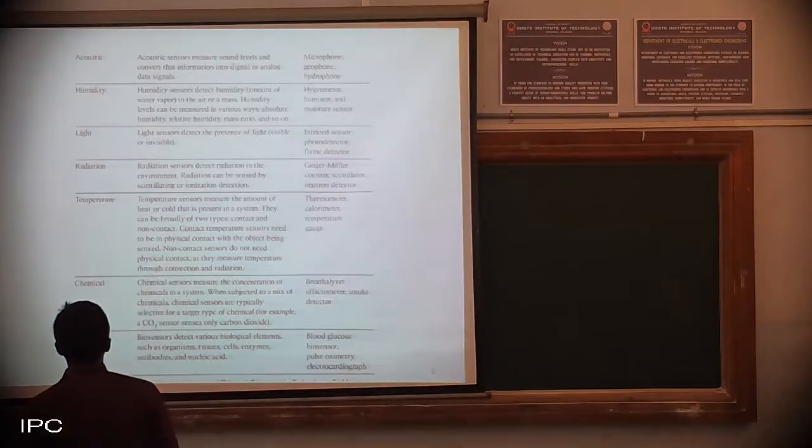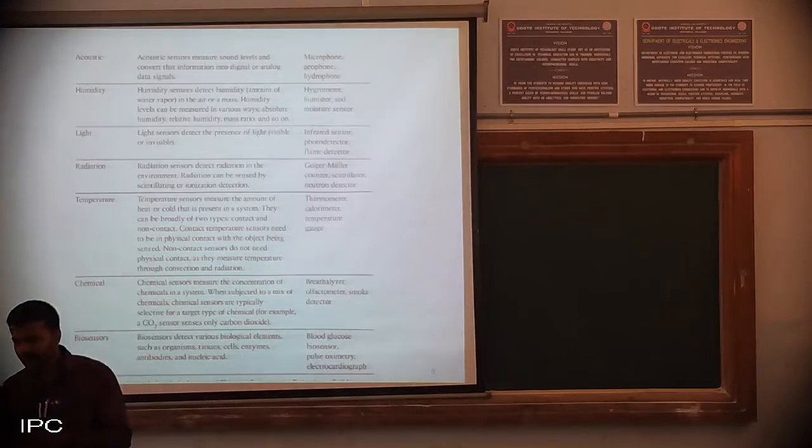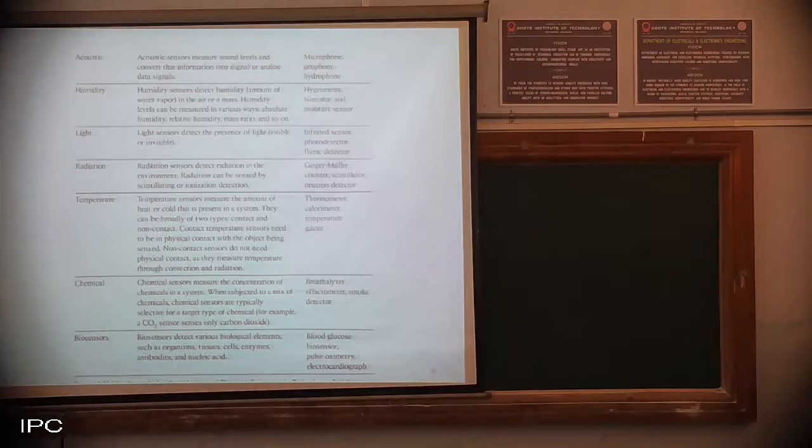And the next is light. In order to measure the intensity of light, we can use light sensors. Here we can use infrared sensors, photodetectors, and flame detectors. Flame detectors basically use infrared rays, and depending on the intensity of the flame, they will give us the information whether a flame is there or not.